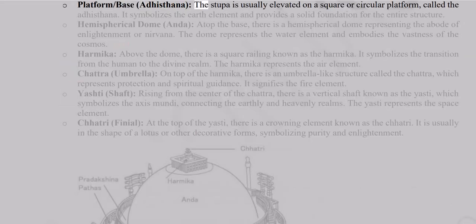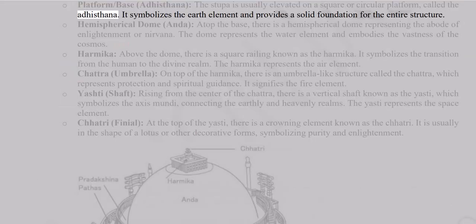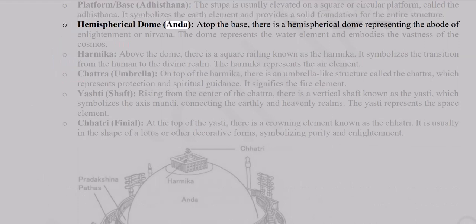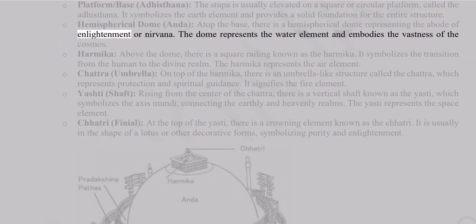Platform, the base, Adhisthana. The stupa is usually elevated on a square or circular platform, called the Adhisthana. It symbolizes the earth element and provides a solid foundation for the entire structure. Hemispherical dome: atop the base, there is a hemispherical dome representing the abode of enlightenment, or nirvana. The dome represents the water element and embodies the vastness of the cosmos.